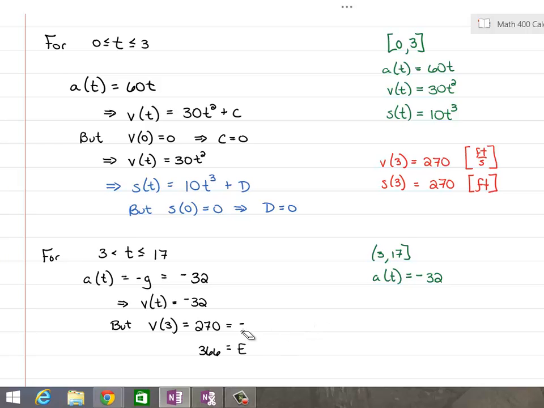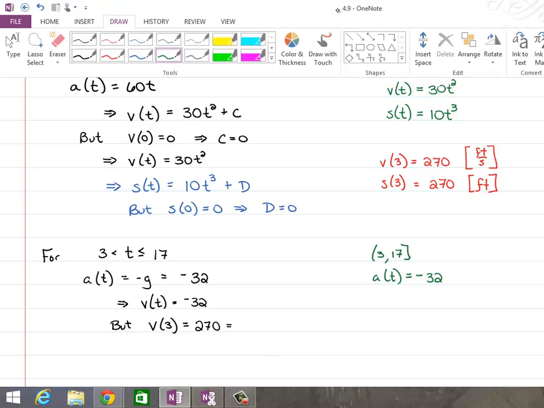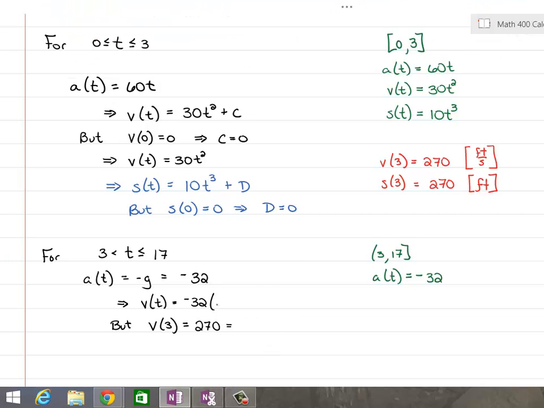Actually, I'm totally going to change that velocity function now I'm thinking about it, because I did this in class, I think it's a wise thing to do. Let's actually time shift this. I'll change the velocity function to look like this: negative 32(t minus 3) plus e. If you take the derivative of this, it'll still be a negative 32.